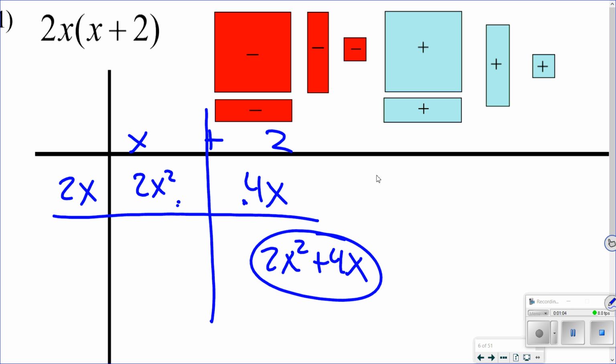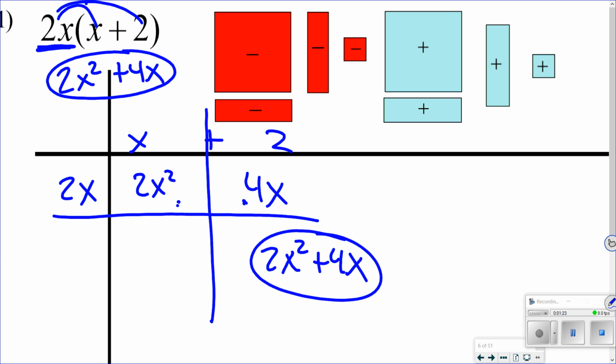When you multiply by a monomial, remember a monomial means one term. That 2x only has one term. All we're really doing is using what's called the distributive property, which means I can times the 2x by the x, 2x squared, 2x by the 2, 4x. So this expression and this expression are the same thing, but down here we've multiplied it out. We've multiplied that 2x, which is a monomial, by the x plus 2, which is a binomial.